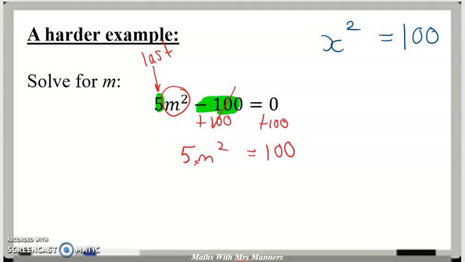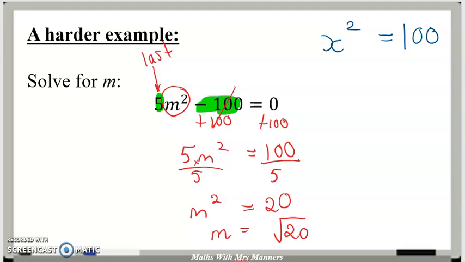Then I can move the times by 5 by doing the inverse operation of dividing by 5, and I'll get m squared equals, well, 100 divided by 5, that's 20, and then I can get rid of the squared by taking the square root, and I must remember my plus and minus. So if the question says to leave my answer in surd form or in exact form, then this is where I can stop. If the question asks me to round, then I need to put the root 20 into my calculator, and this is actually just the answer that we got before, the decimal that we rounded, which was 4.47, so I might express it as plus or minus 4.47.